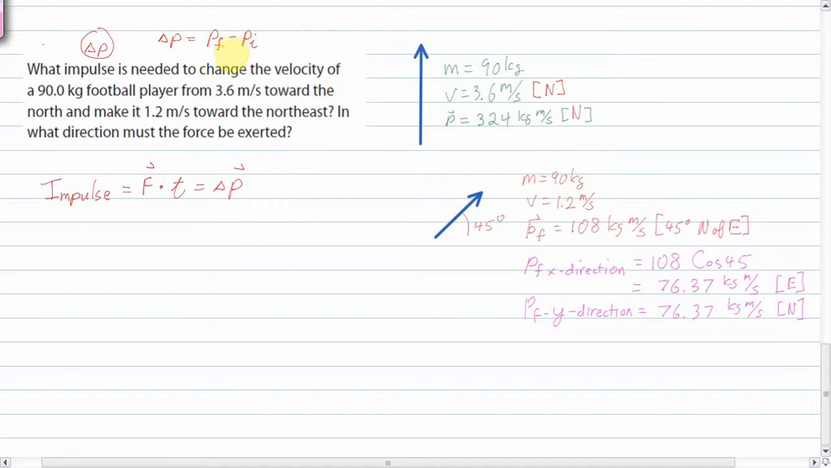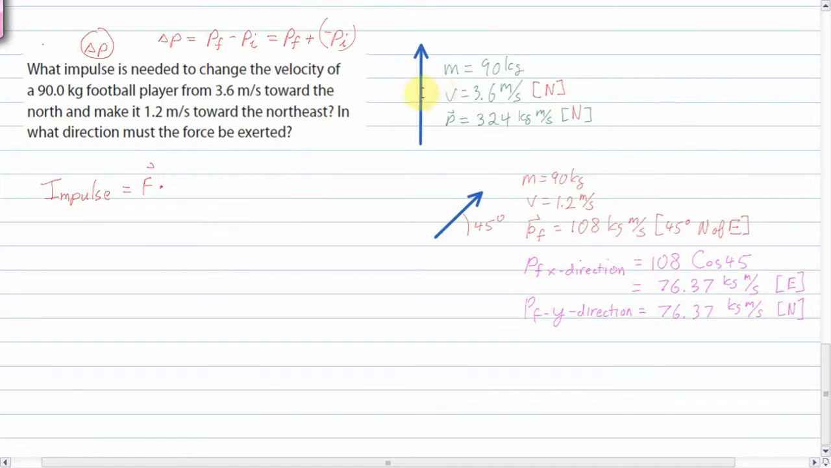Subtracting vectors is a little awkward, so I kind of like doing that as the final plus negative the initial momentum. Add a negative is like subtracting. So negative the initial, and this is the initial, so negative the initial would just make this south instead of north.